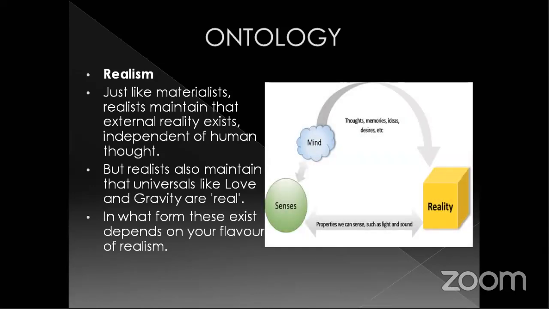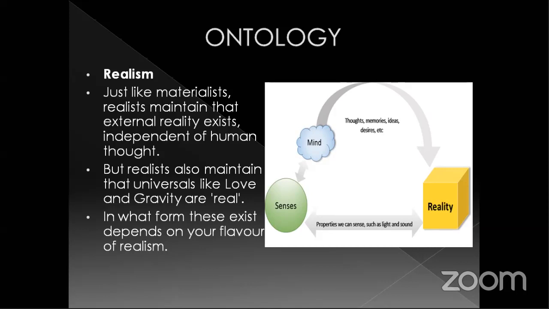So here you are, the reality. Now, it all comes to the senses. It goes to mind, then thoughts, memories, ideas, desires, etc. It reaches reality. Then from reality, it has a two-way process. Properties we can sense, such as light and sound, again go back to senses, and from senses it can form a reality.